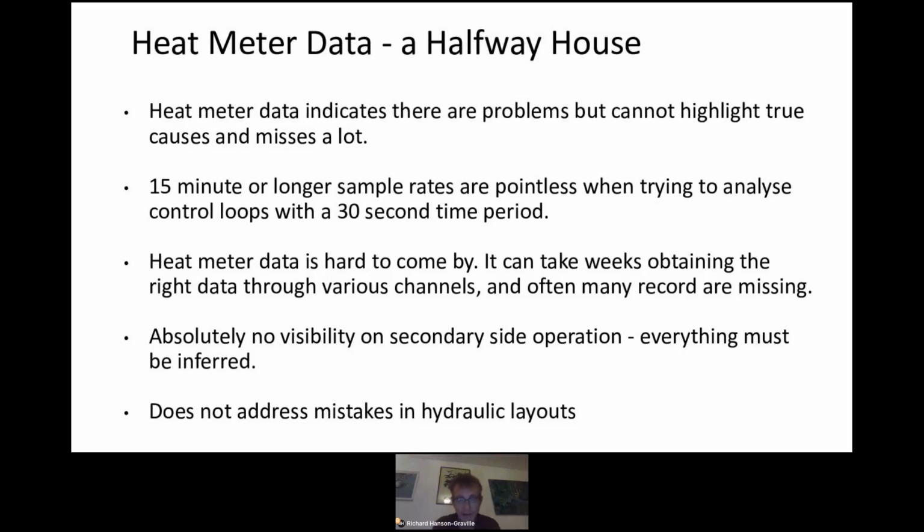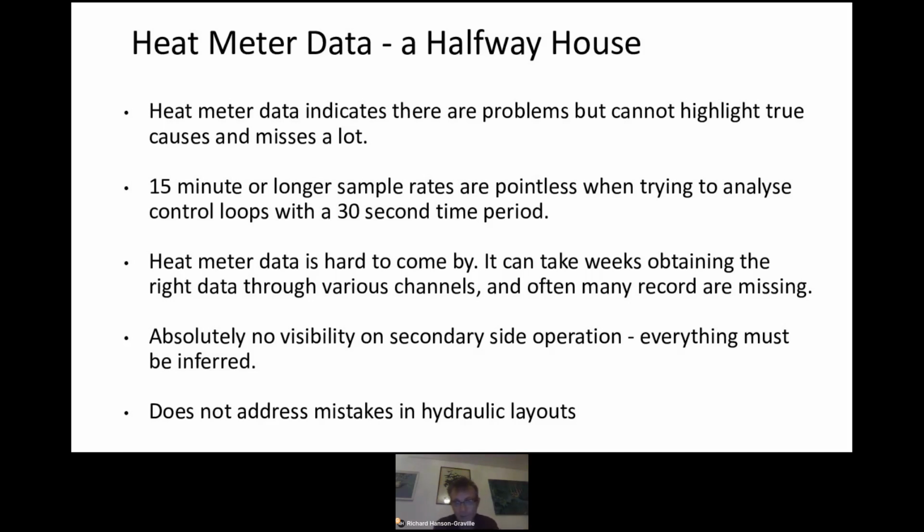Okay, heat meter data. So heat meter data is used a lot in optimization. It's a very useful tool. It indicates there are problems, but it cannot highlight the true causes, and it misses a great deal. So a lot of the reasons why we think optimizations aren't working properly is because people are just focusing on what they've got, which is heat meter data.